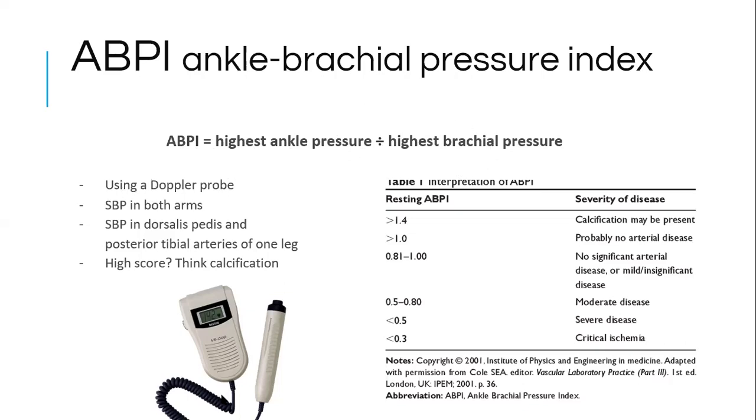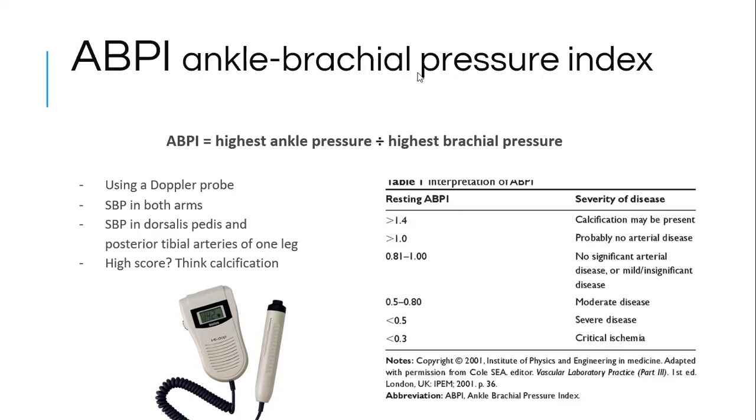You use a Doppler probe, which is this thing. It's kind of like a microphone for your pulses. You put some jelly on it and you put it on the pulse. You inflate the cuff until the pulse stops, and that's your blood pressure. You check that in both arms. You check it in the artery that you're interested in on the leg that you're interested in. You do your ankle pressure divided by the brachial pressure, and that gives you your ratio.